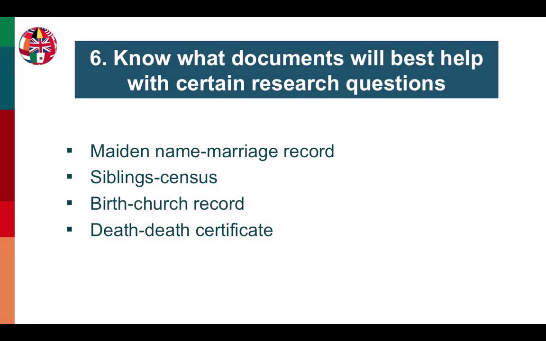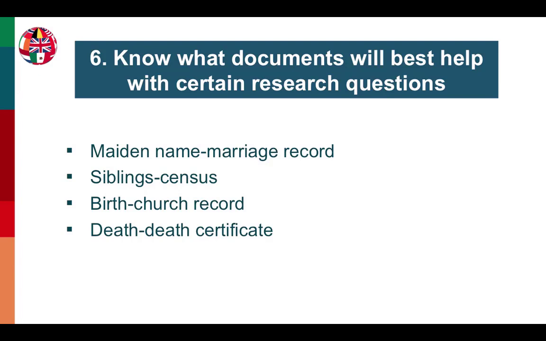All right, number 6, know what documents will best help with certain research questions. So now we're getting into research planning knowledge a little bit here. So for example, if I'm looking for a maiden name, I'm going to go find our marriage record.